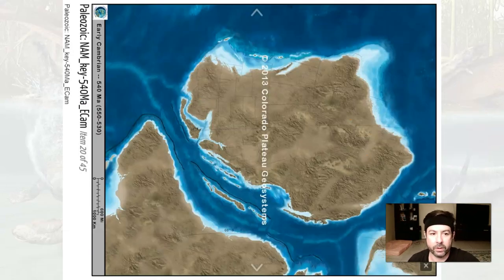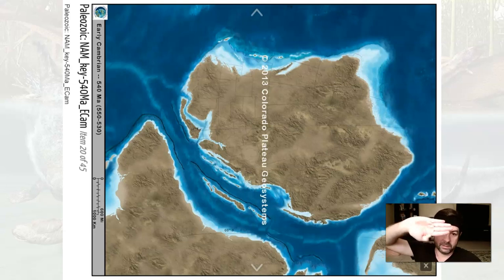Again, this is Laurentia during the Cambrian, the start of the Paleozoic era, as Pannotia had already broken up. Remember, North America is kind of on the side. You can see Arizona over here on the side like this.